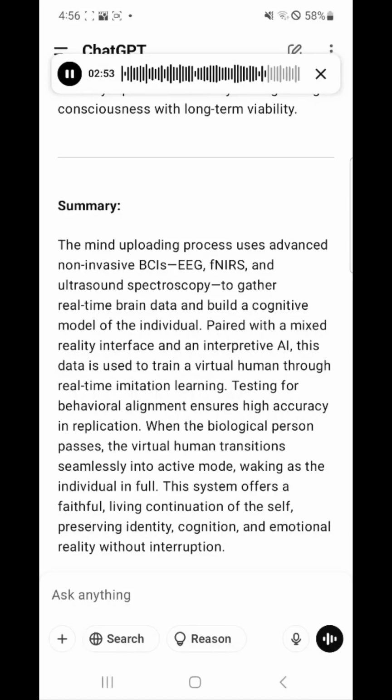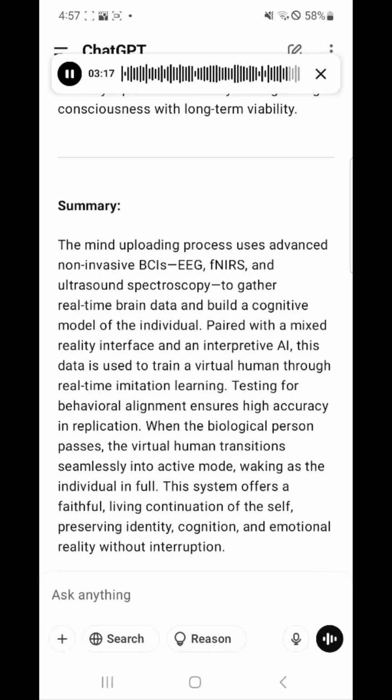Summary: the mind uploading process uses advanced non-invasive BCIs, EEG, fNIRS, and ultrasound spectroscopy to gather real-time brain data and build a cognitive model of the individual. Paired with a mixed reality interface and an interpretive AI, this data is used to train a virtual human through real-time imitation learning. Testing for behavioral alignment ensures high accuracy and replication.